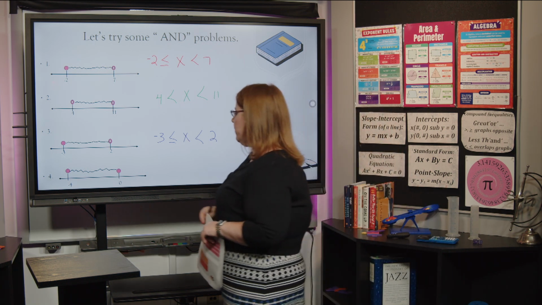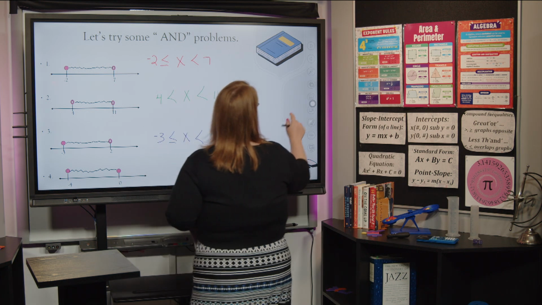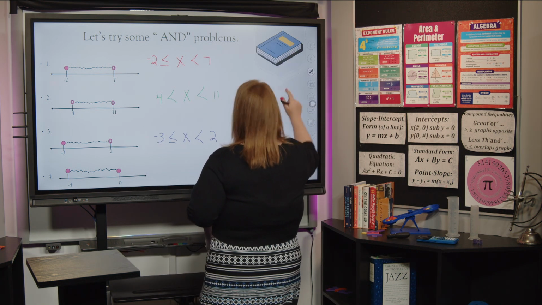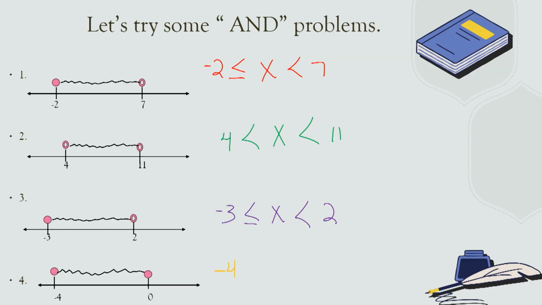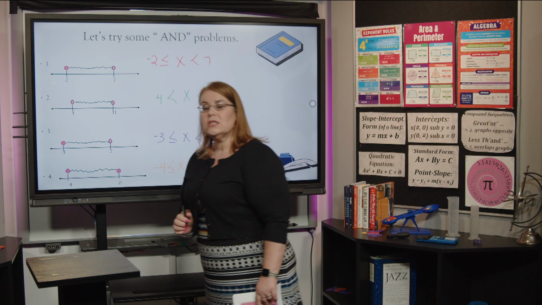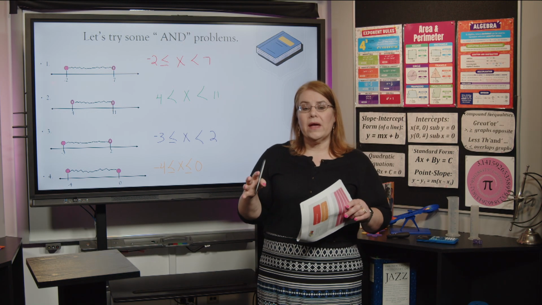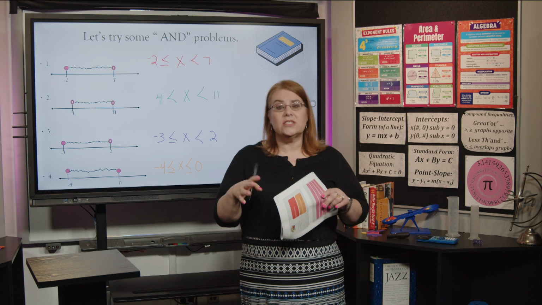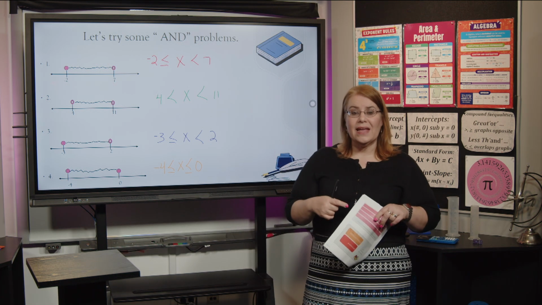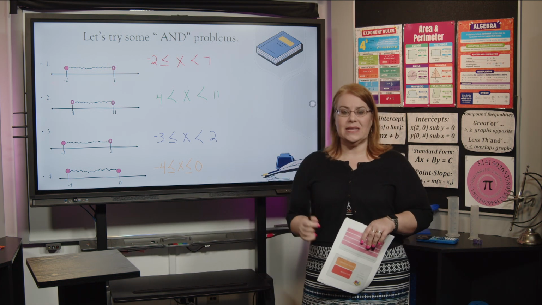Let's look at number 4. So I have, let's get one more color, let's do orange. So I have -4 and I have 0. It tells me that my unknowns are in the middle. So it says that -4 is less than or equal to x, and x is less than or equal to 0. So now my solutions that I'm looking for can be a -4 and it can be a 0.